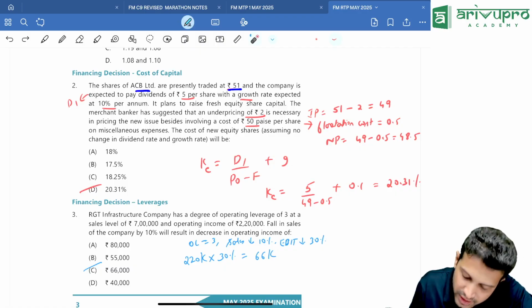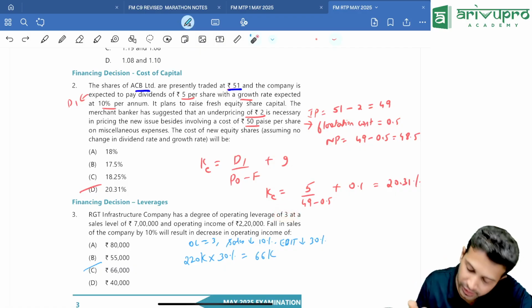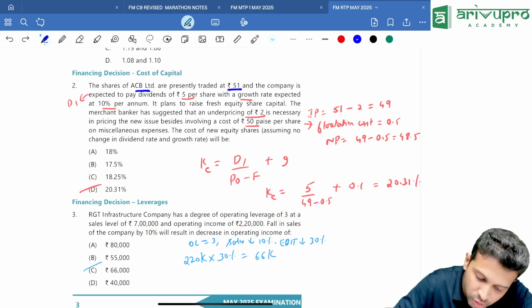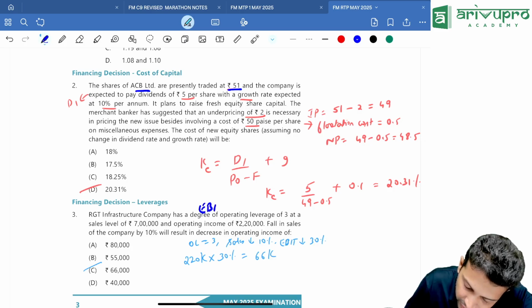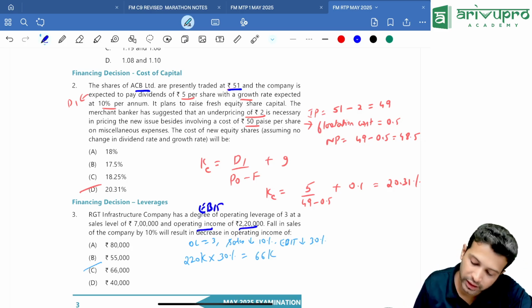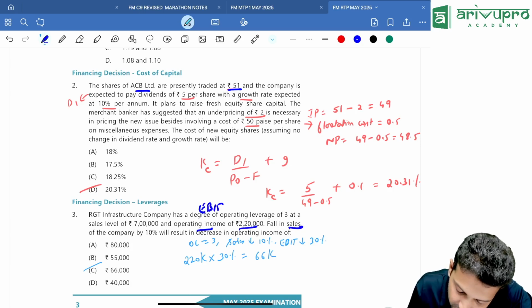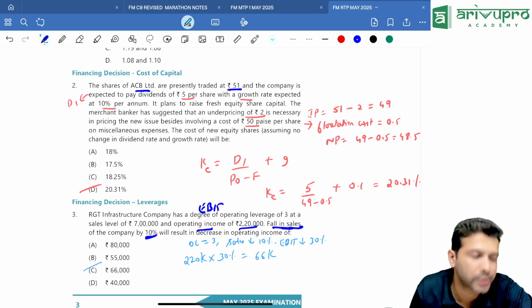So one company is there. Their operating leverage is 3. Sales level is 7 lakh. Operating income means what, sir? EBIT. Okay, their EBIT is 2,20,000. Now they are saying sales has fallen. Fallen sales is how much? 10%. Sales is reduced by 10%.